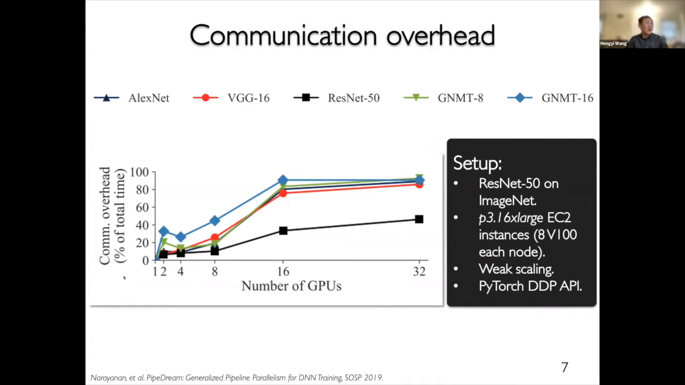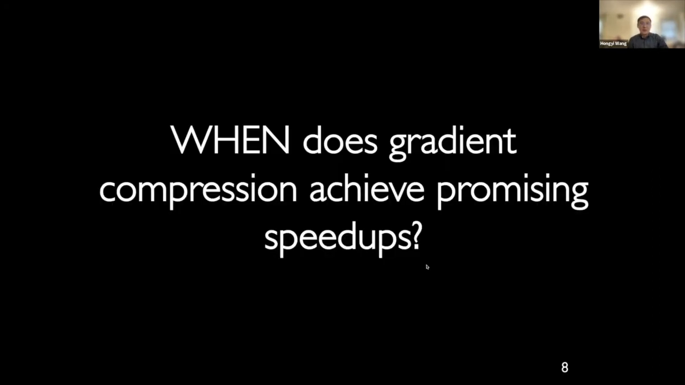You can see as the cluster size grows to something as large as 32, communication can take almost 80 or 90% of the entire training time. That means communication can be a real overhead even in data parallel distributed training. So we want to ask the question.